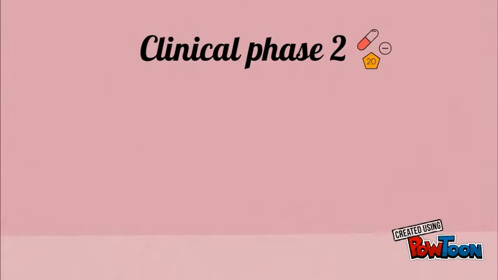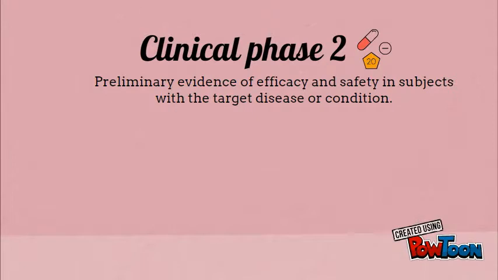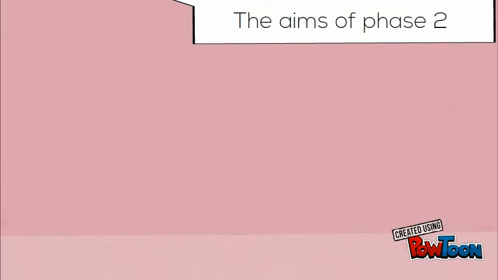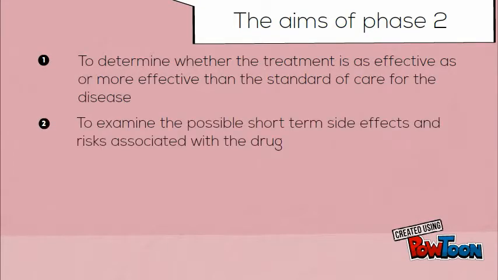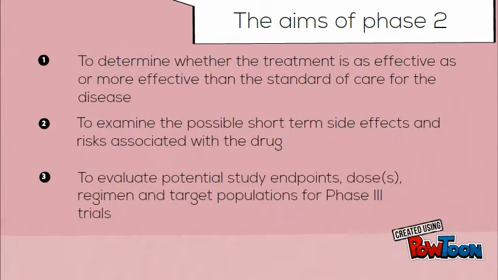After clinical phase 1, we proceed to clinical phase 2, which provides preliminary evidence of efficacy and safety in subjects with the target disease or condition. So what are the aims of phase 2? It is to determine the effectiveness of treatment, to examine the possible short-term side effects and risks associated with the drug, and to evaluate potential study endpoints, doses, and also target population for phase 3 trials.